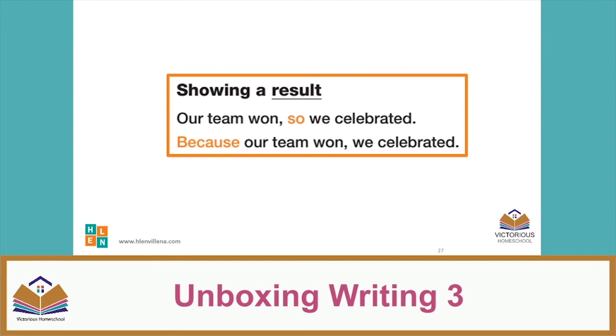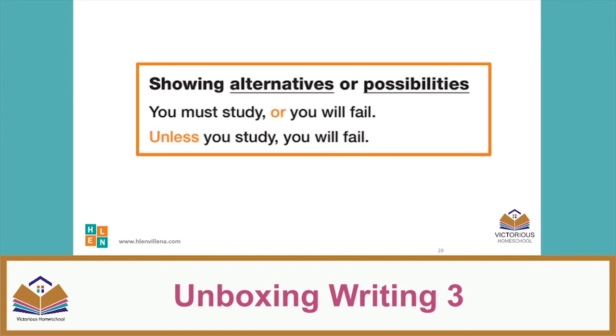Here's another example for showing a result. Our team won, so we celebrated. Again, equal importance. In the next sentence, because our team won, we celebrated. Maybe for the writer, the idea of the celebration is more important than the winning. A little bit. Although they are, of course, very, very closely related.